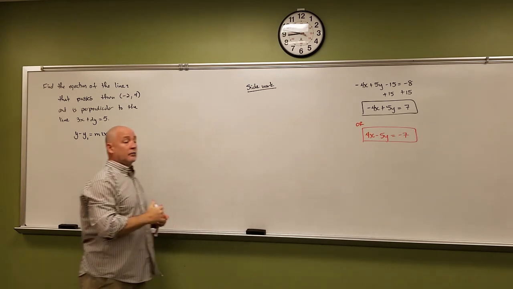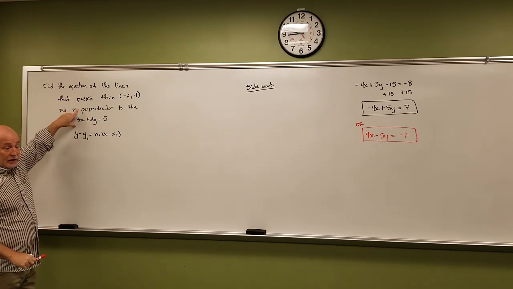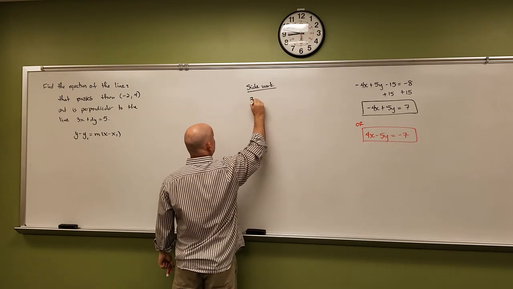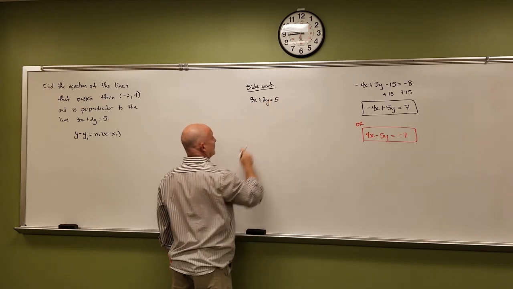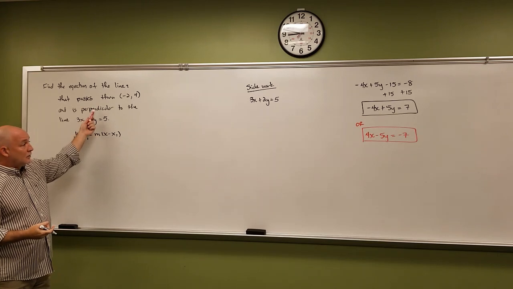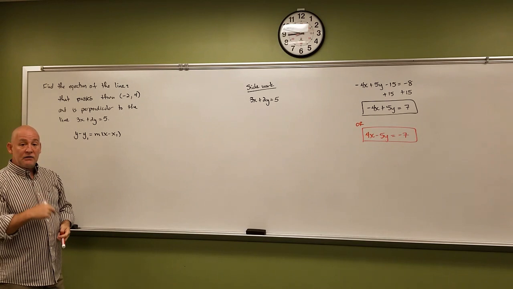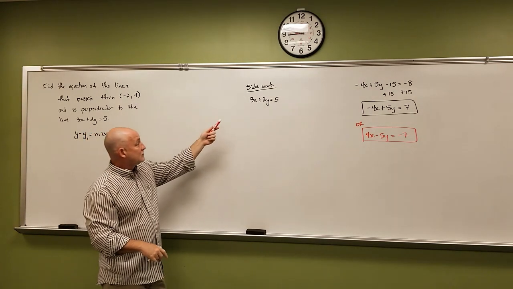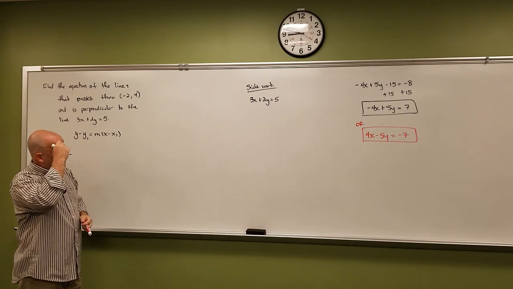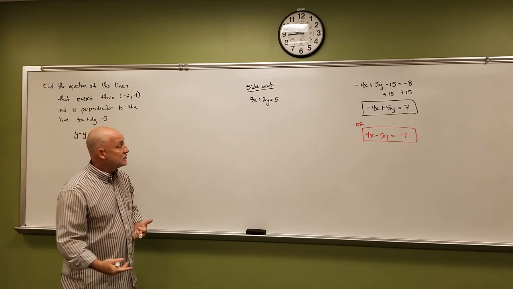Now, what's this side work going to involve? Well, the only information I haven't used is this other line, 3x plus 2y is equal to 5, and I know I want to be perpendicular. What do we know about perpendicular lines and their slopes? Perpendicular lines have negative reciprocal slopes. So if I could figure out the slope of this line, then I could figure out what slope I'd want to use. If we put a line into slope-intercept form, we can just look at it and see what the slope is.